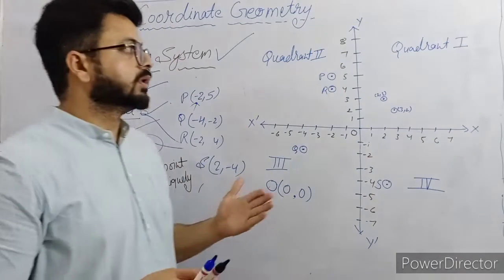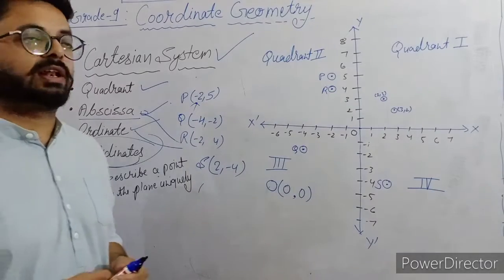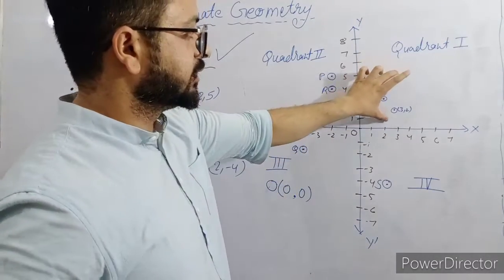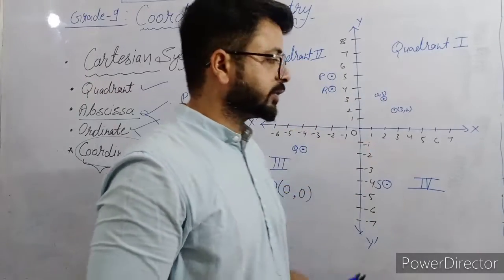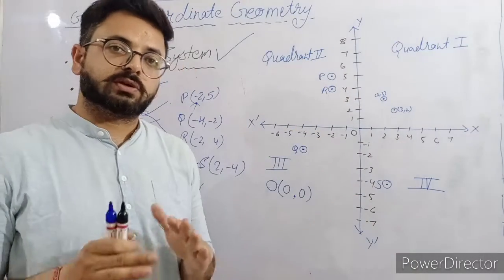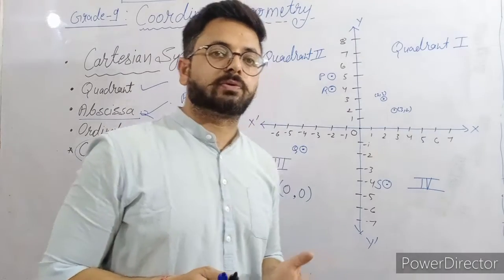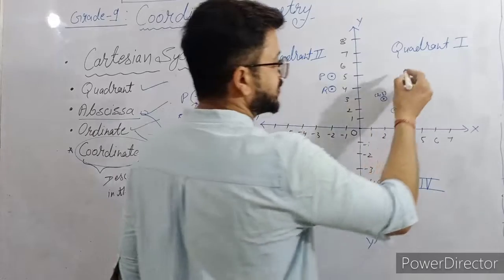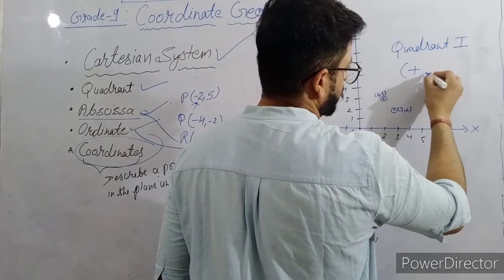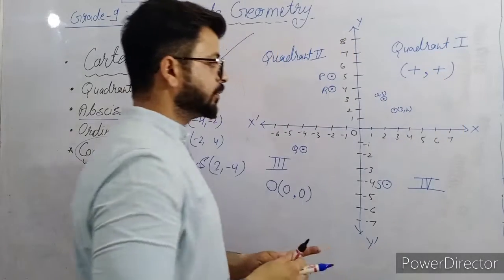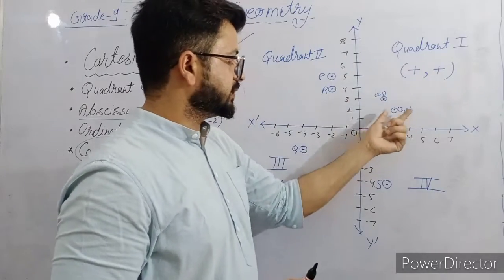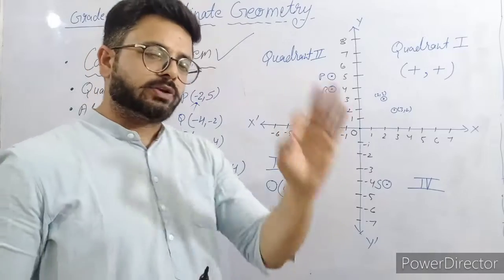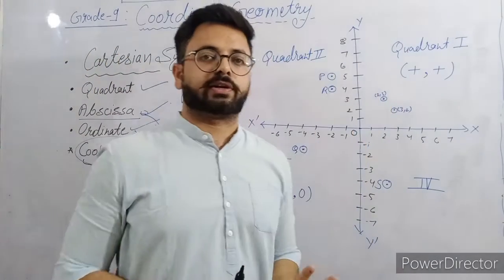Now you see how we draw these coordinates on the Cartesian plane, and how we get to know in which quadrant they lie. The first method is this: by drawing you can see. But suppose we don't have graph paper. Without drawing on graph paper, we want to know in which quadrant they lie. That you can also do. In this quadrant both are positive, plus, plus. If the abscissa and ordinate both come positive, no need to check, they will be in the first quadrant.